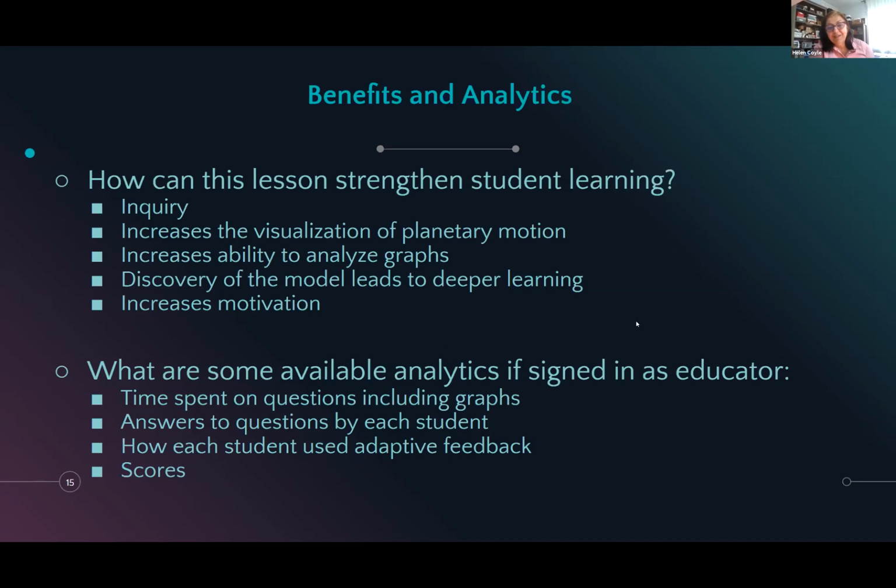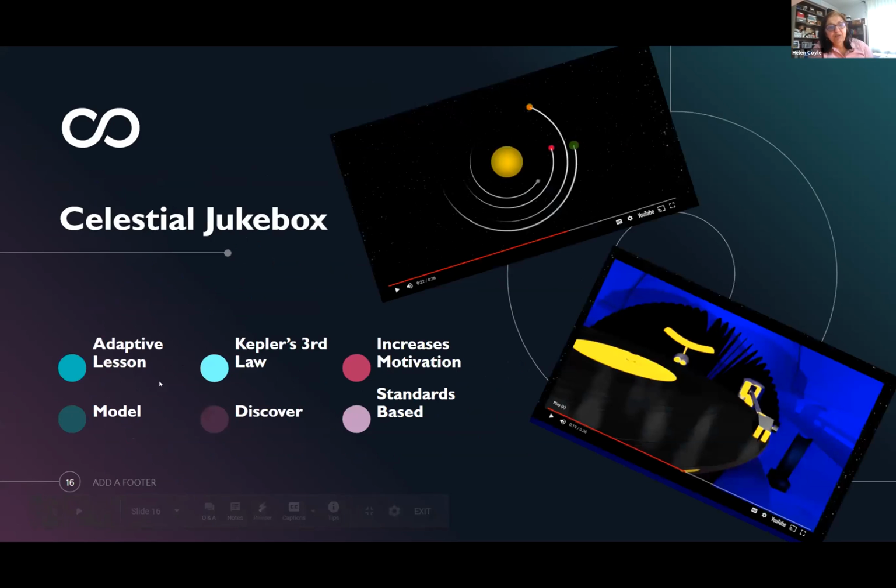Analytics, as Diane and Audrey mentioned before, you already saw the types of analytics that are available for a teacher to use. And to recap, it's an adaptive lesson, a wonderful lesson, uses the models, it's the discovery of Kepler's third law, increases motivation, standards-based, wonderful lesson.